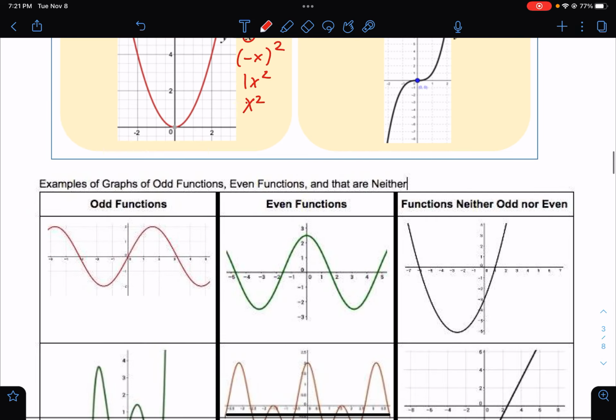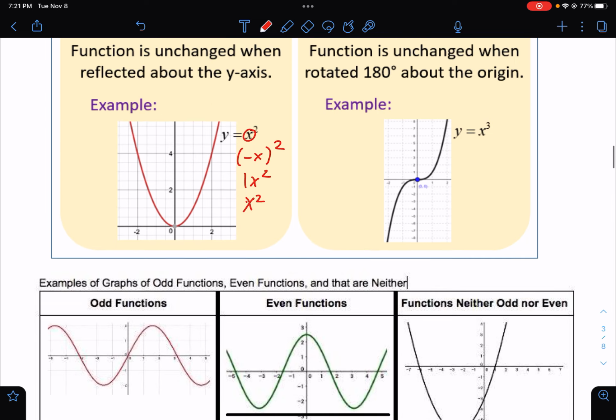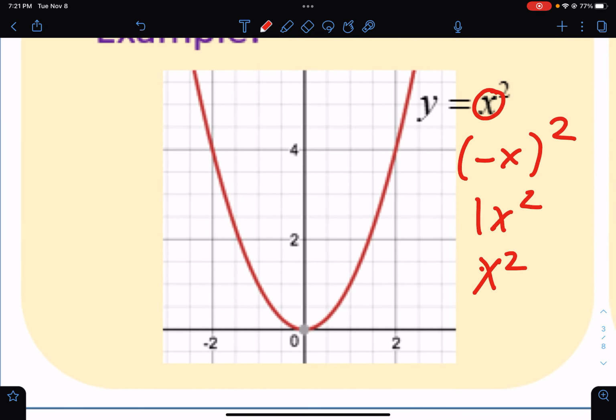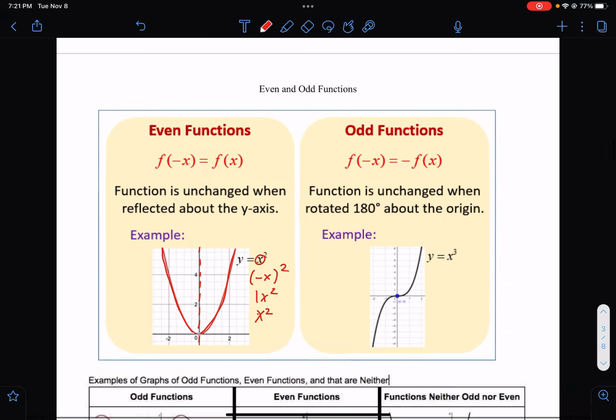Now, another thing that even functions have is that they can be reflected across the y-axis. So imagine if I were to fold this on the y-axis there, this would directly lay on top of this. So that is another feature if you're actually looking at the graph.